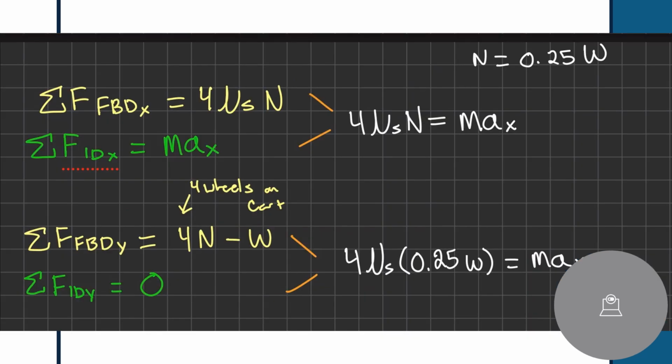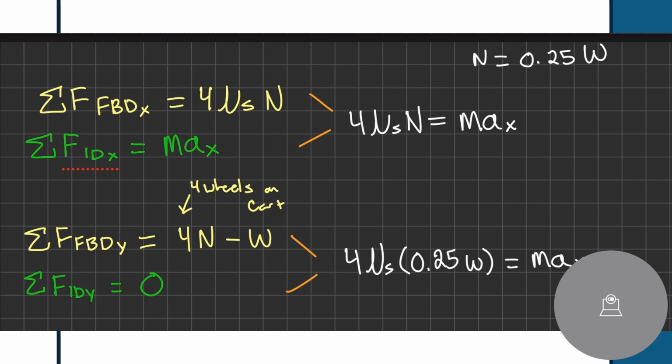And then finally, we continue with our equations of motion, yellow being for the free body diagram, green being for the inertia diagram. So we start off with the sum of the forces in the free body diagram for the x being equal to 4 mu s times the normal force, 4 again being for the four wheels. The normal force, as you can see on the top, is equal to 0.25 times the weight, weight being mass times gravity, but just shortening it here. And the 0.25 is again to divide the total normal force by the four wheels.